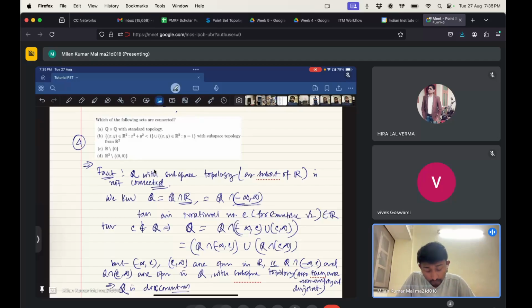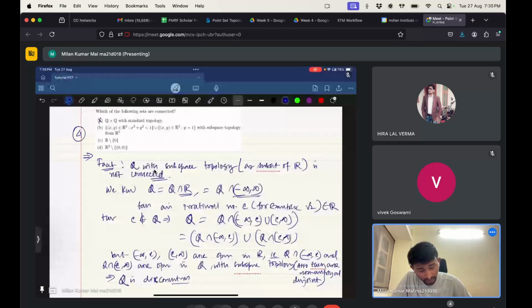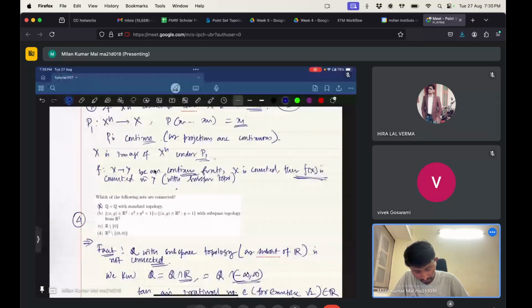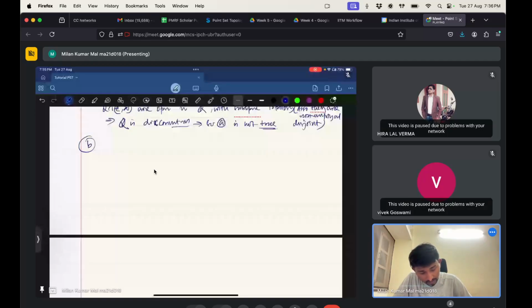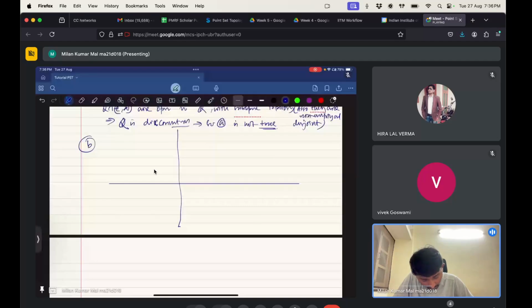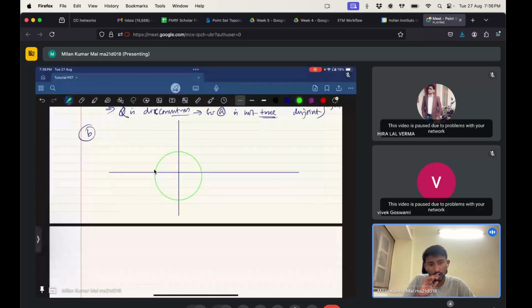Now the second one is x square plus y square, that is the unit disk, along with y equals 1 with the subspace topology. Clearly, is it connected or not? They are connected because they are path connected. Why this is, I am just writing. So A is not true. First, this is the x axis, this is the y axis, and this is the unit circle, and y equals 1 means parallel to the x axis. This will be y equals 1.